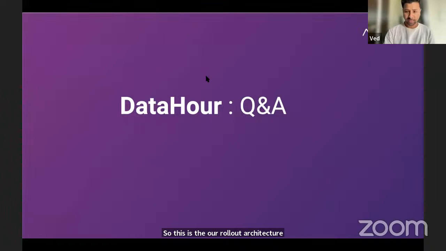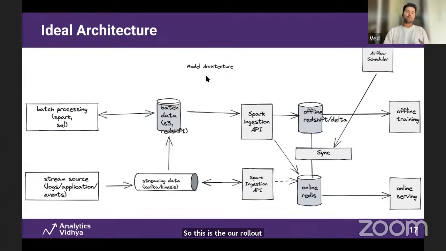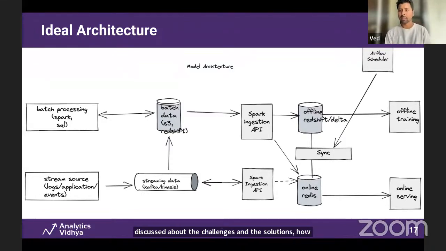Now we discussed the challenges and the solutions, how the feature store solves them, and what the internal parts of the feature store are. There is online Redis, there is offline Redis, and we have also discussed the benefits and how they resolve those challenges. So now coming back, yes, we can have more questions.